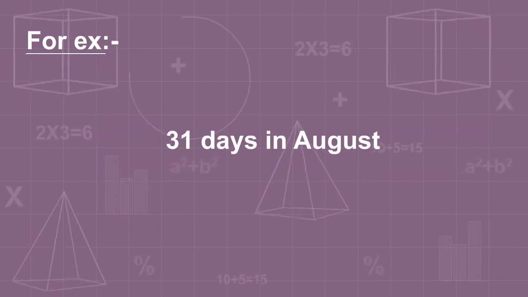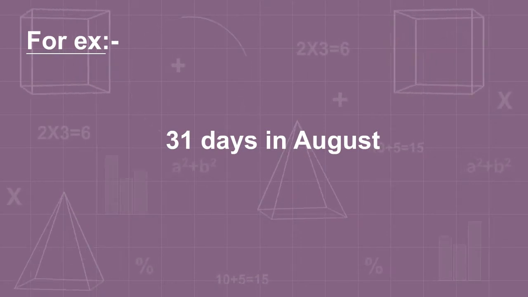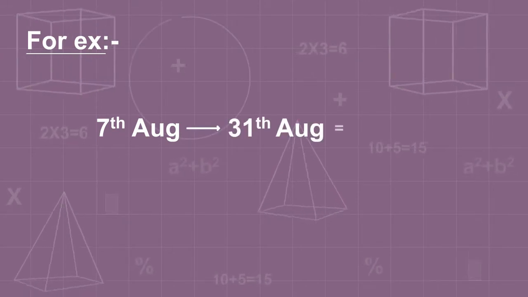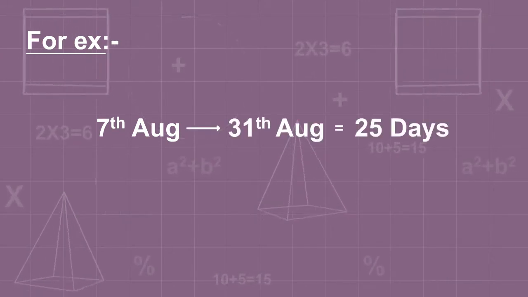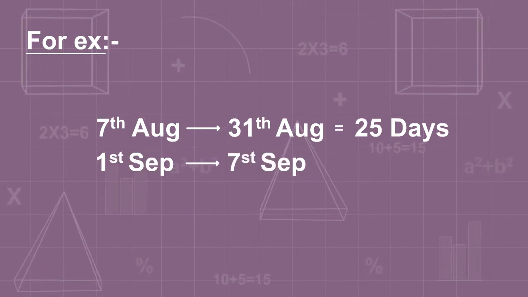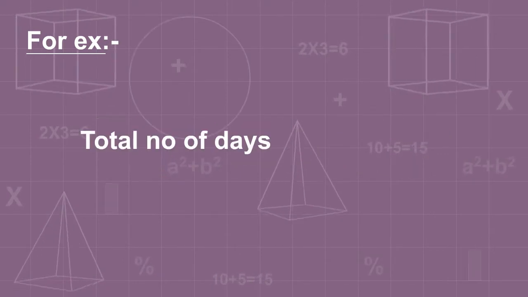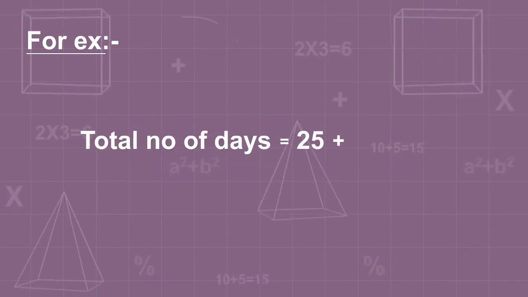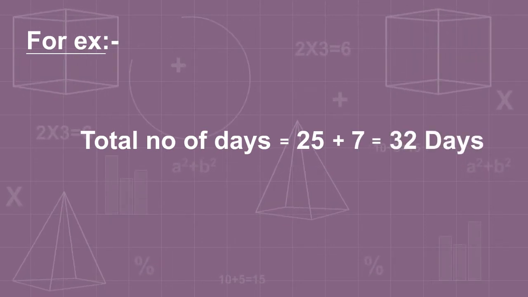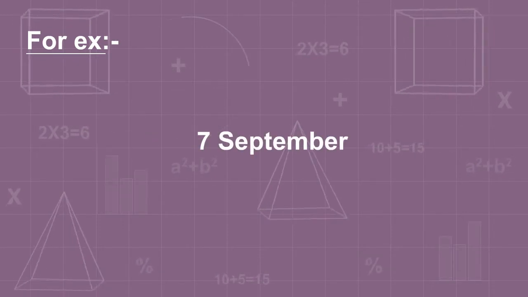As you know, there are 31 days in August. Now, the number of days from 7th August to 31st August is equal to 25. The number of days from 1st September to 7th September is equal to 7. So the total number of days is equal to 25 plus 7, which is equal to 32. Thus, the painting will be completed on 7th September.